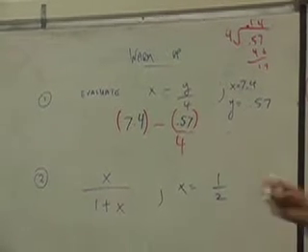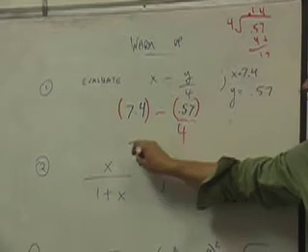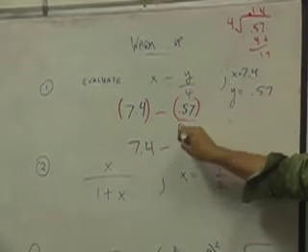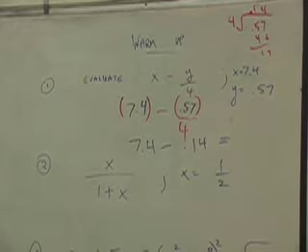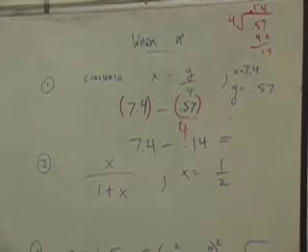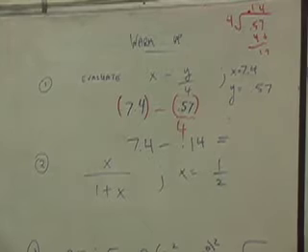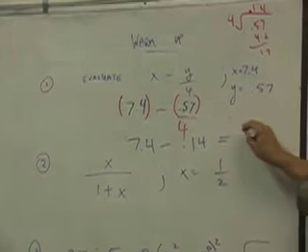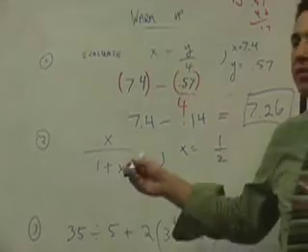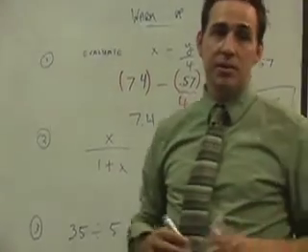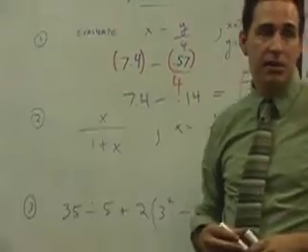We've got 7.4 minus 0.14. And anybody know what that is? 7.4 minus 0.14 equals what, Austin? 7.26. 7.26? Good. How many people got it? Hand up. Any questions? Those of you who didn't get it, do you have any questions? Do you know why you didn't get it?